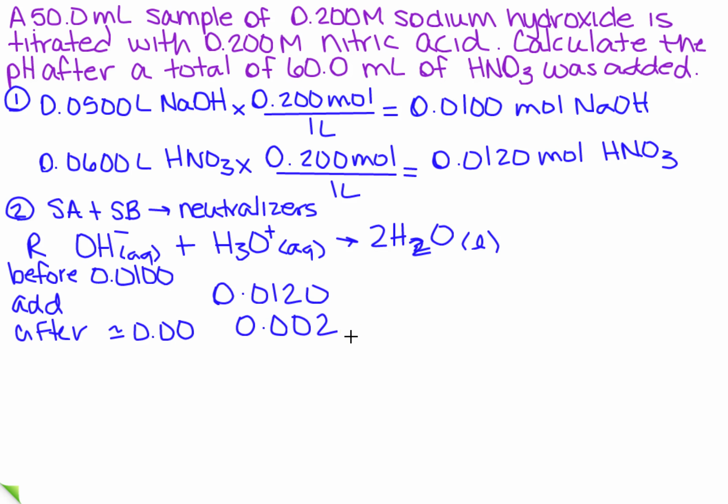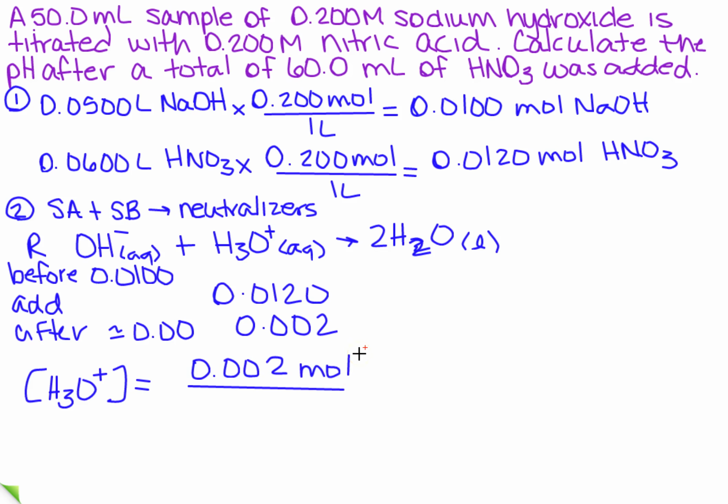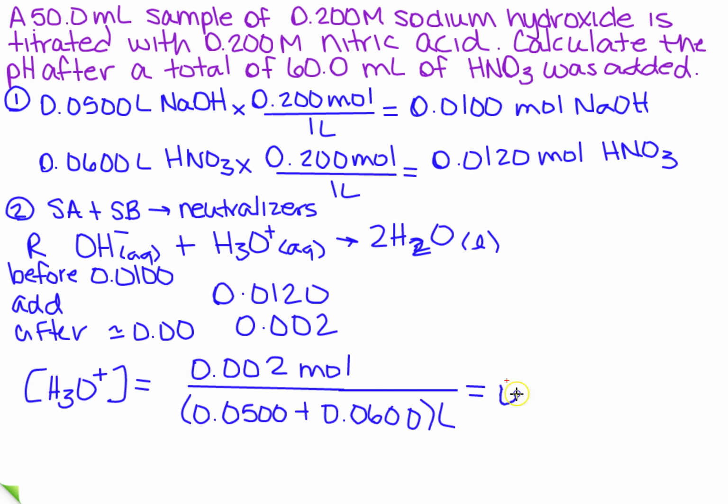So how am I going to find the concentration of the hydronium ion? Well, the concentration of the hydronium ion is, I've got the number of moles, 0.002, and then on the bottom, see that's moles, I need to know my total volume, right? So I'm going to add 0.0500 plus 0.0600 liters. And then when I add and do the division, I get 0.0182 capital M.